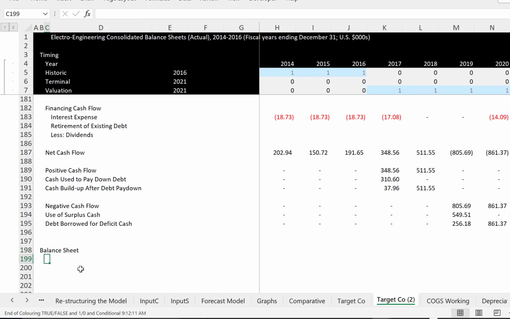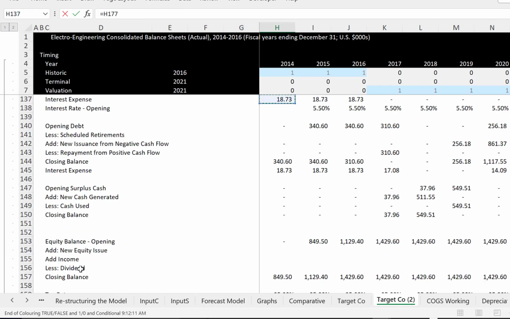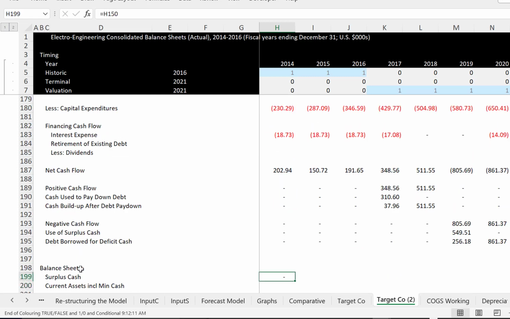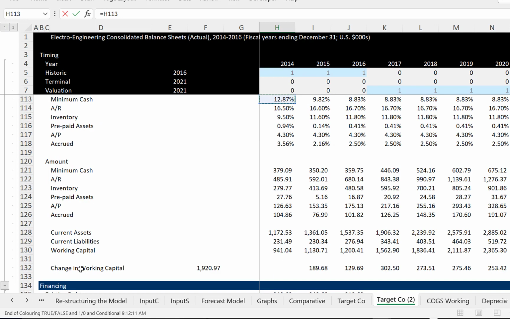Now I'm going to kind of cheat, and I'm going to put current assets, including minimum cash, and then let's put surplus cash. How about we'll put surplus cash at the top. And then what we have, of course, is all of our accounts, and the surplus cash is up here. We had nothing in the history, and then on our current assets, we did all of this stuff where we put the historic switch in.